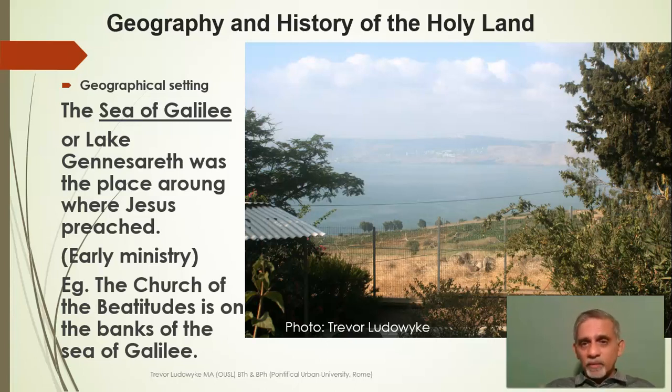For example, this particular picture was taken by me from the hill beside the Church of the Beatitudes, which is on the banks of the Sea of Galilee. So this was the area where Jesus is supposed to have preached the Sermon on the Mount, the Beatitudes in particular. You will find the Beatitudes being displayed and the Church of the Beatitudes just behind where this photograph was taken. And far below, you see the Sea of Galilee.